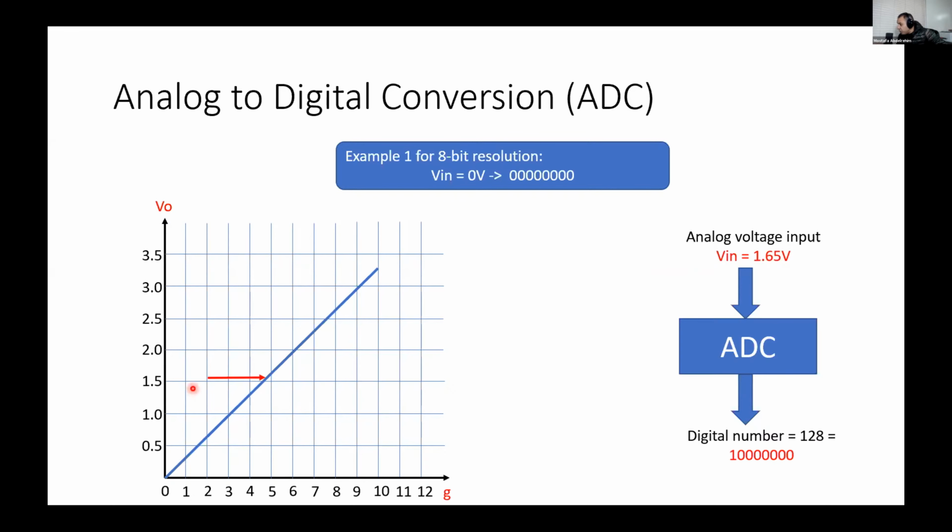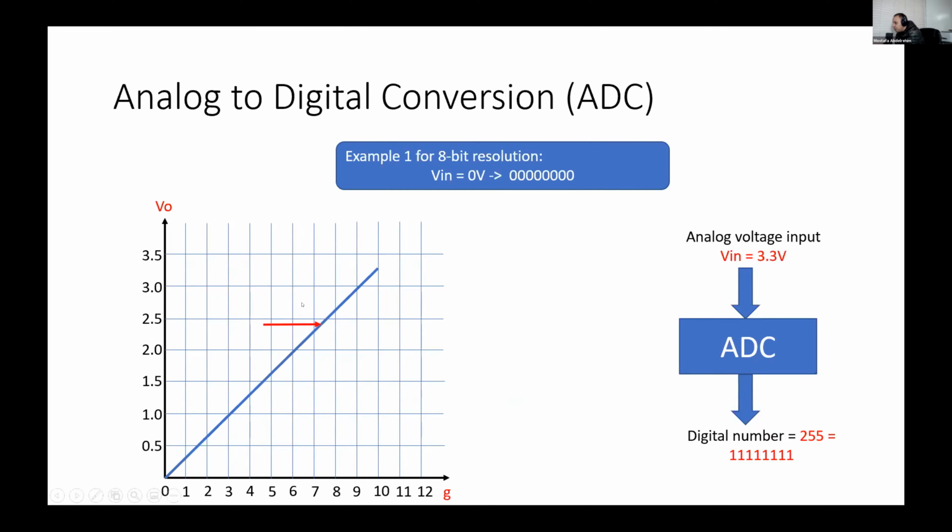Another example, if the voltage is 1.65, this will be another number, which is a higher number now because it's a higher reading. So here it was only 3 because it's a low number. Now it's a higher number, so it becomes 128. And again, at the end, we know how to convert this voltage into a digital number. Then after reading this, we convert it in our program back to 1.65, then G is equal to 1.65 over 0.33. Another example, 2.4, this will be another digital number, which is 10010111010.